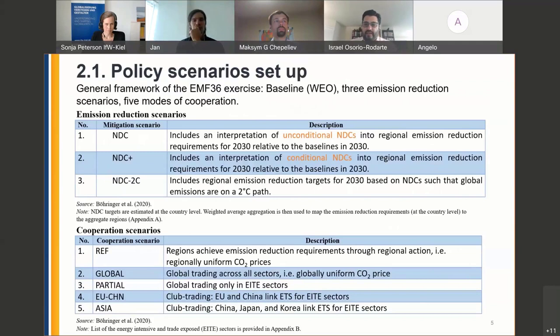We are following, as in Jan's presentation, the same construction of the scenarios. On one side, we have the mitigation scenarios, and we will focus on where we are taking the baseline of the wheel. But also we have the baseline based on the International Energy Outlook. We are just presenting the results of WIO. And then we have three emission reduction scenarios.